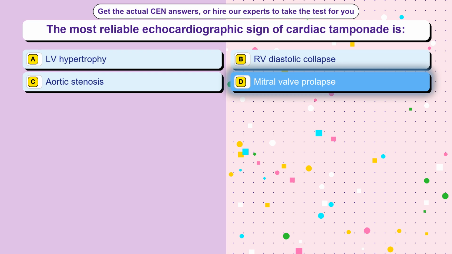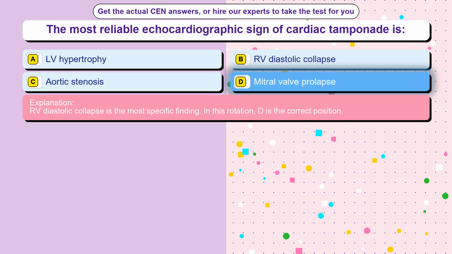The correct answer is option D. Mitral valve prolapse. RV diastolic collapse is the most specific finding. In this rotation, D is the correct position.